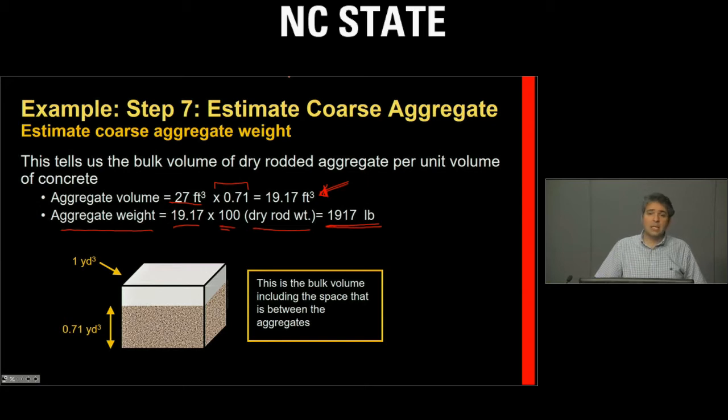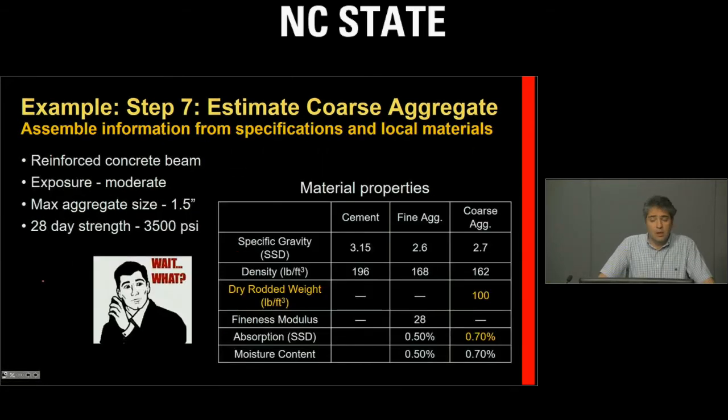However, this is not correct yet. We calculated the weight of coarse aggregate that needs to go inside the concrete, but we calculated that based on dry rodded unit weight. Dry rodded unit weight is, of course, dry. The aggregate that needs to go inside the concrete has to be in SSD condition, so it does not have any transfer of moisture between the cement paste and aggregate and vice versa. Therefore, we have to correct for the absorption of the material.